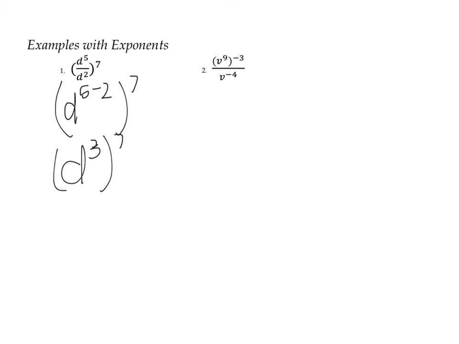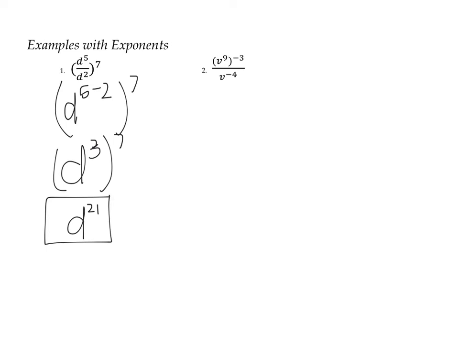Now we've got powers of a power. If I was to write d to the 3rd 7 times, I'd have d cubed times d cubed times d cubed all the way. And I'd notice I'd have 21 d's, so I'm just multiplying. That's one of our rules from before, powers of a power. So we just multiplied. So d to the 21st power is our final answer for that problem.